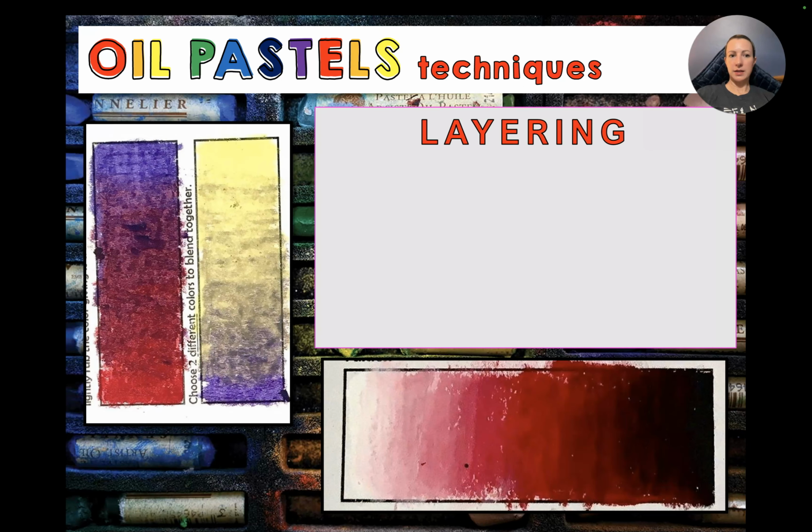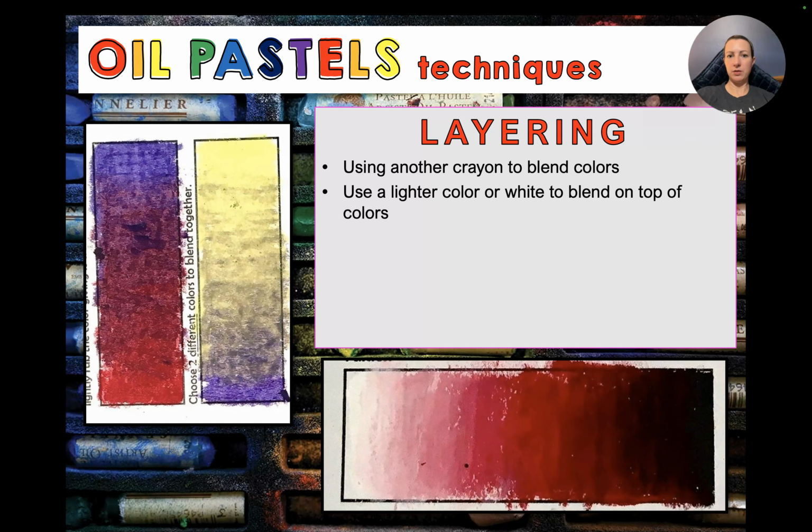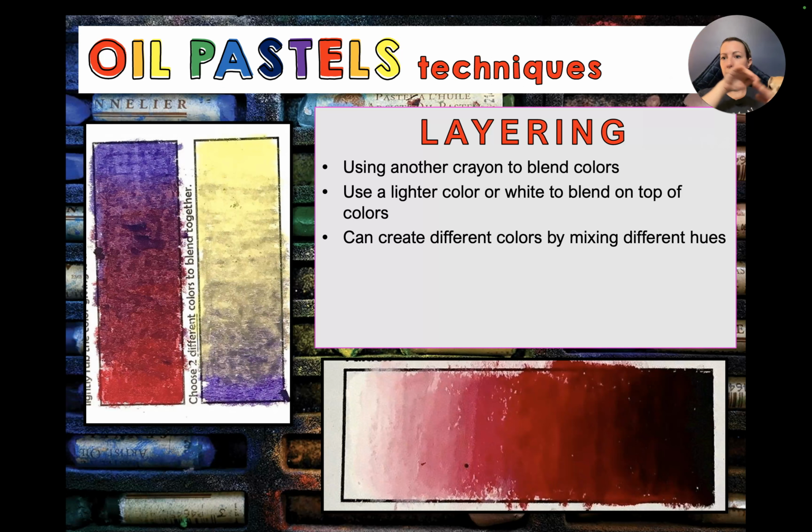So our next technique is layering. When you're layering, you can use another crayon to blend the colors together. You use a lighter color or white to blend on top. And then you can also create different colors by mixing two different hues. So if you're mixing red and yellow, you can blend them together to create an orange.